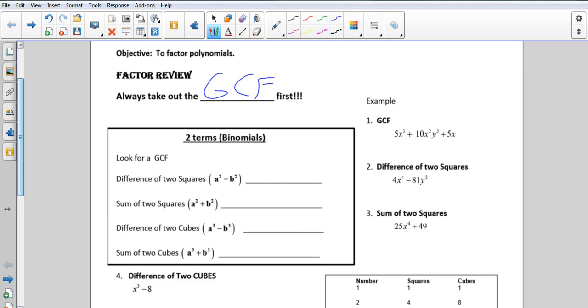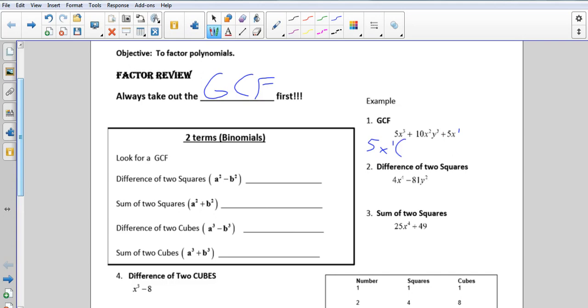I'm going to look and see that all the numbers are multiples of 5, so I can pull out 5. And I'm going to look for the common variables and look for the smallest exponent. So I have x cubed, x squared, and x to the 1. I'm going to take out x to the 1. I have a y cubed only in one spot, so there's nothing of y's in common.